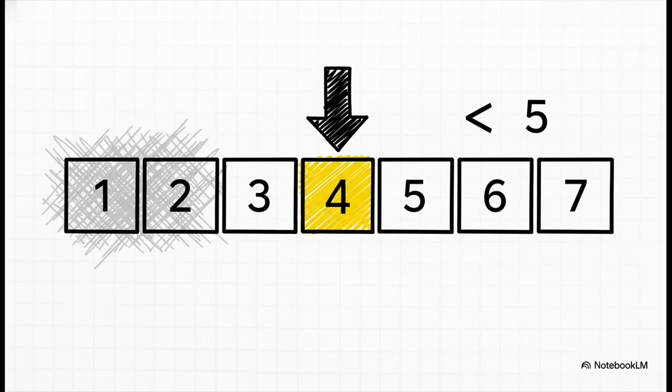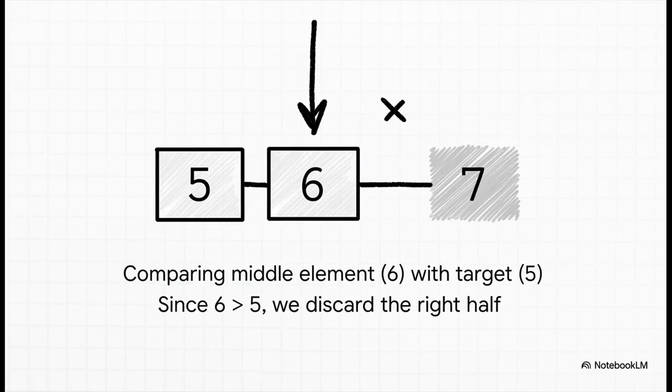Okay, first step. We look at the whole array and we find the middle element, which is 4. So we ask ourselves, is 4 our target? Nope. Is it smaller than our target, which is 5? Yes, it is. And because the list is sorted, that tells us our target has to be in the right half. So we can just completely ignore the entire left half. Gone.